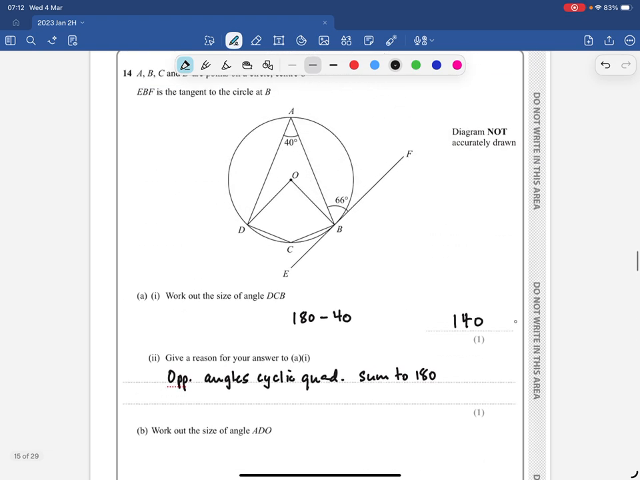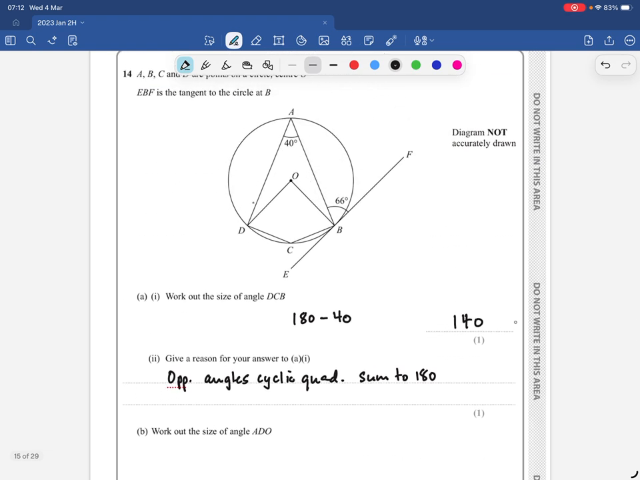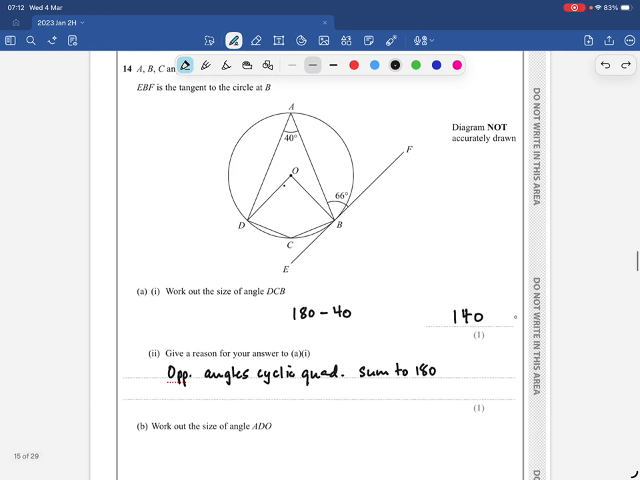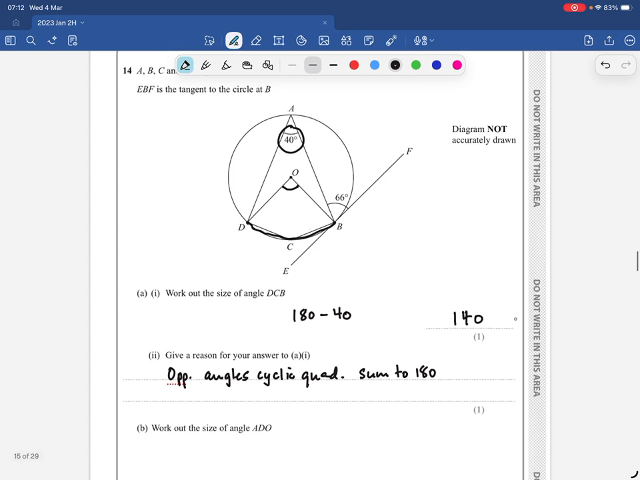Work out the size of angle ADO. ADO is this funny little angle here. Let's have a look. Well, I can work out this one very easily because angles subtended by the same arc are twice at the centre than they are at the edge. So by same arc, we mean this. This angle here is subtended by that arc at the edge, and this angle is subtended by that arc in the middle. So I know that this angle is 80, it's twice.